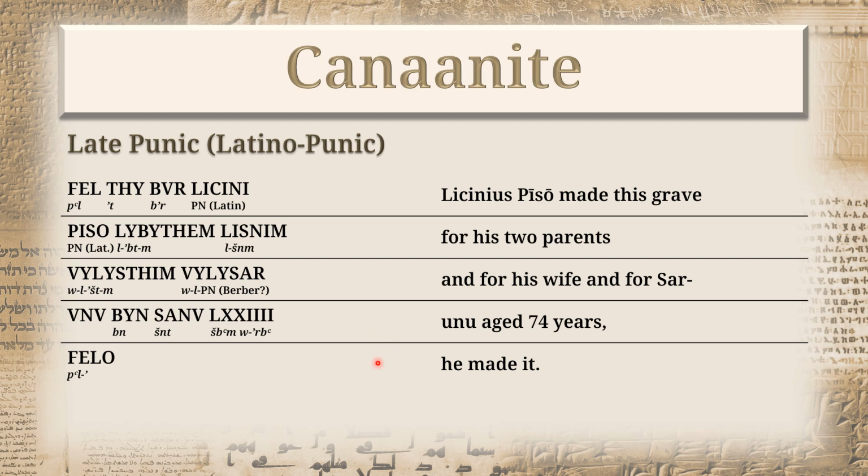And then finally, a formula that, as far as I understand, was adopted from Roman inscriptions. Felo, he made it. So fel is he made, and felo, he made it. So sometimes the third person masculine singular pronoun is o. Sometimes it's im, sometimes it's o. It seems like it's mostly im if it is genitive and o when it's accusative, but not consistently. Okay, so this is a Latino-Punic inscription. And the next one will be Greco-Punic.